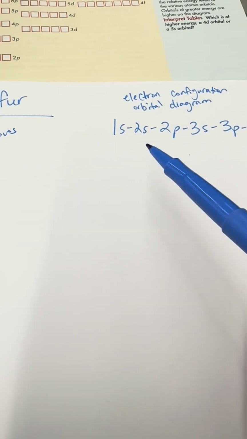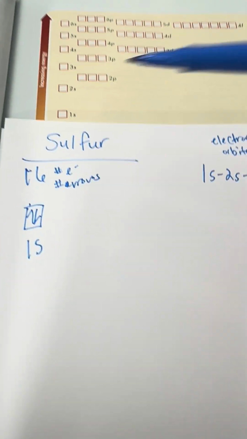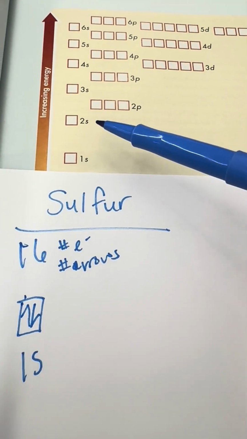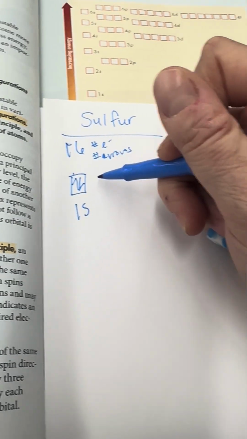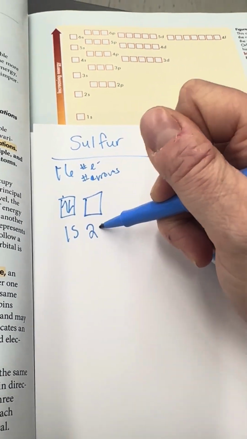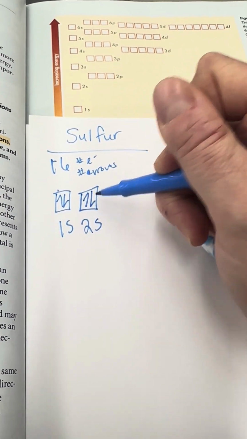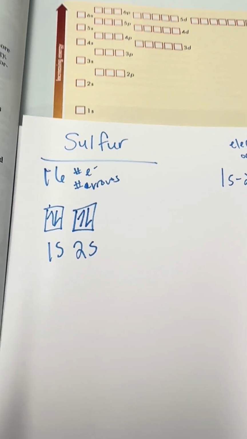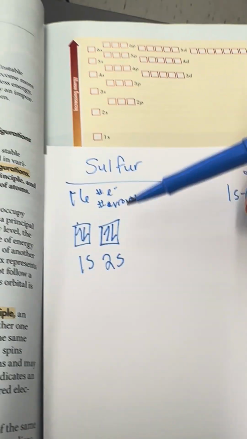So after 1s, we come to 2s, moving up the chart here. 2s is also one box. So I draw the box, label the box, one up arrow, one down. That's 4. So we have to keep going until we get to 16.